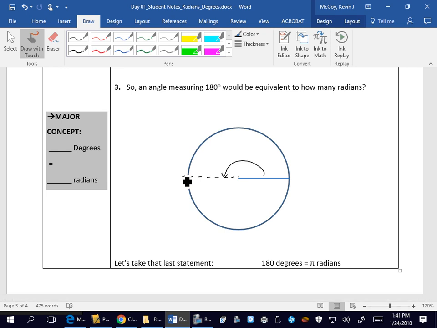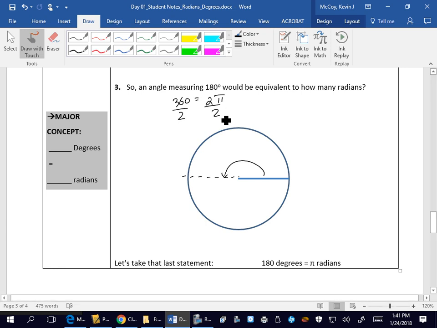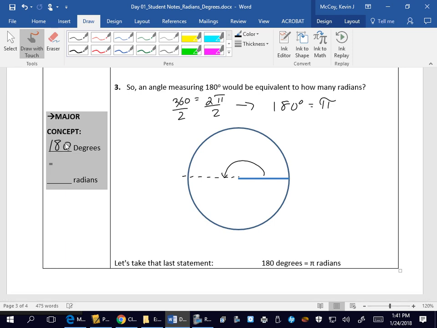Well, if we know that the full thing is 360, 360 is the same as 2 pi. Well, if I'm going to get 180, I'm going to divide by 2. So I'm also going to divide the radians by 2, which means that what we would get is 180 degrees is pi radians. And I did answer that up in the previous problem. So 180 degrees is pi radians.